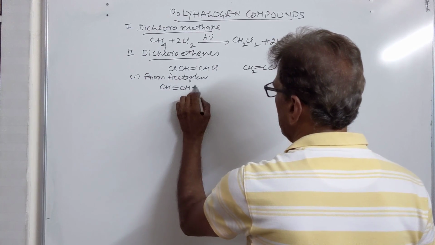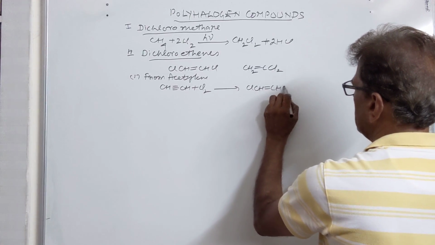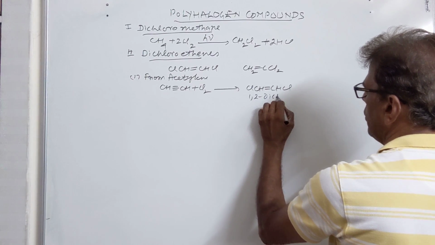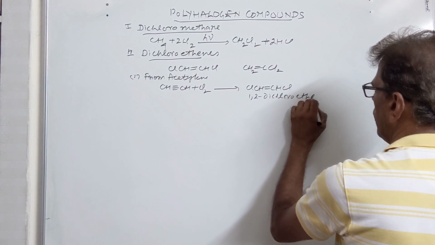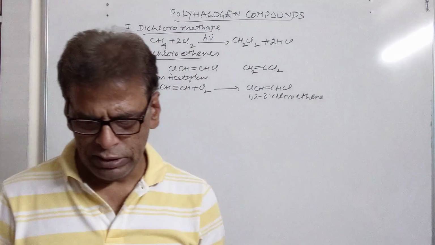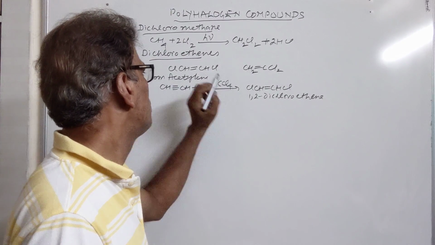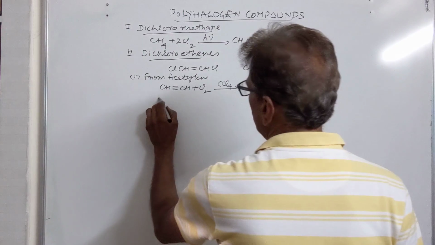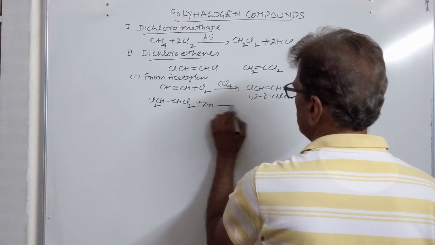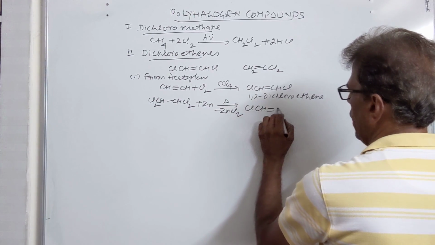Acetylene, when treated with Cl2, gives CHCl=CHCl. This is your first, 1,2-dichloroethane. This reaction is carried out in the presence of simple CCl4, and it can also be obtained from acetylene tetrachloride treated with zinc. ZnCl2 is lost and we get 1,2-dichloroethane.